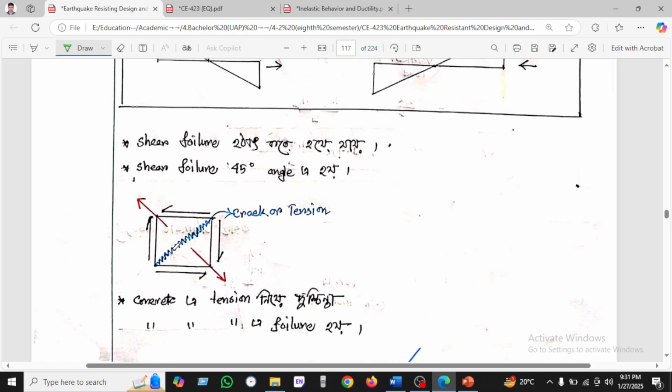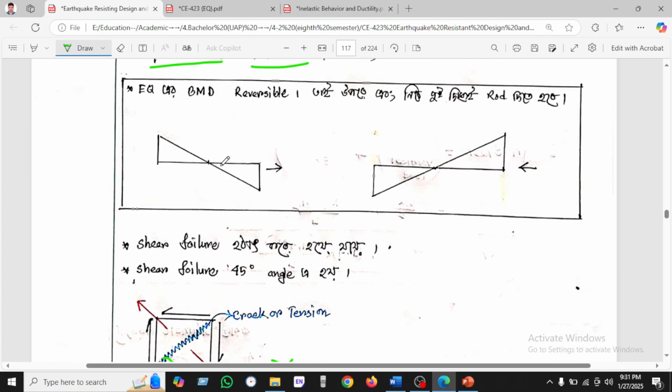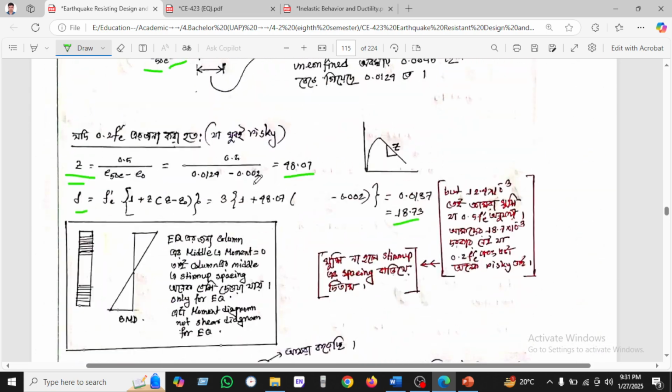We can see the shear failure. The shear failure is always at 45 degrees along the axis. Okay, the lecture is over. If you have any question, then let me know.